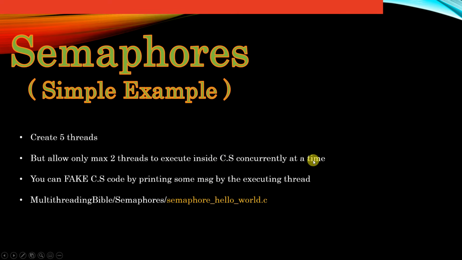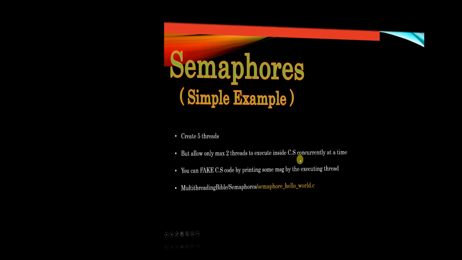So in this simple example, we are going to fake the critical section code by simply printing some message by the executing thread inside the critical section. This is the source file which you can refer, and it is this source file which we are going to discuss, right? So the problem statement is very simple. We will have 5 threads and we need to allow only 2 threads to execute in the critical section at any point of time.